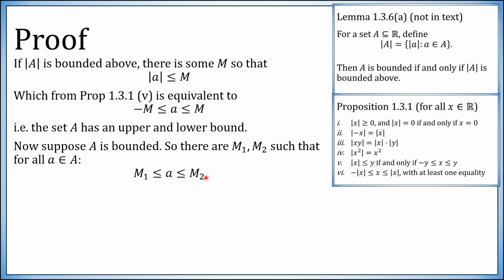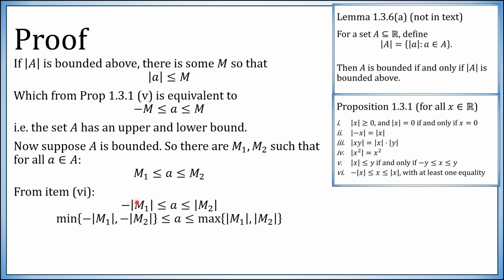I'm going to replace M2 with something that might be bigger. I'm going to replace M1 with something that might be smaller. Specifically, from item 6 over here, M2 is less than or equal to its absolute value, possibly equal, and M1 is bigger than or equal to negative its absolute value, and again, possibly equal. So now I have A is in between these two values. I'm going to again replace this with something that might be bigger and this with something that might be smaller.